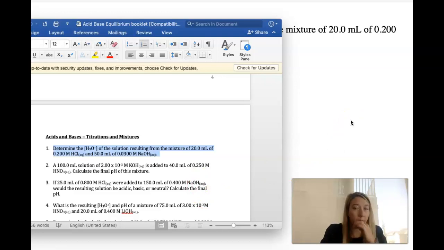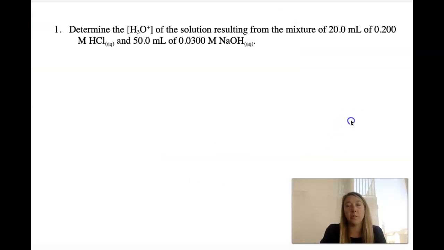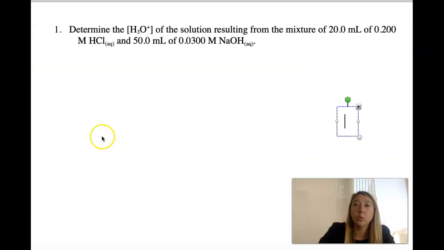You're going to find that all the remaining questions are super similar in what you are going to do. These are titration questions, but they're a little bit different, because instead of asking you to determine the volume or the concentration of one of them, it gives all that to you. It says: determine the concentration of the hydronium ion of the solution resulting from the mixture of 20 mils of 0.2 mole per liter HCl and 50 mils of 0.03 molar sodium hydroxide.